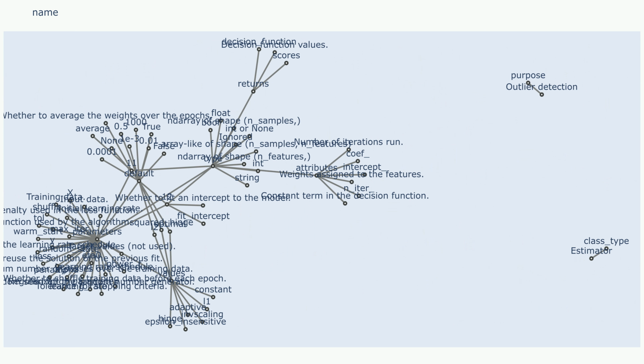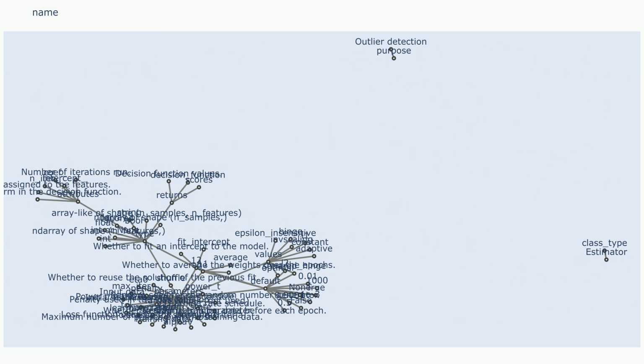4. How SGDOneClassSVM works. Training: the algorithm receives a set of data points labeled as normal. It learns a decision function that defines a normal region in the feature space. This function is essentially a hyperplane in the high-dimensional space of features. The decision function is trained using SGD to minimize a loss function that penalizes points outside the normal region. Regularization is employed to prevent overfitting.